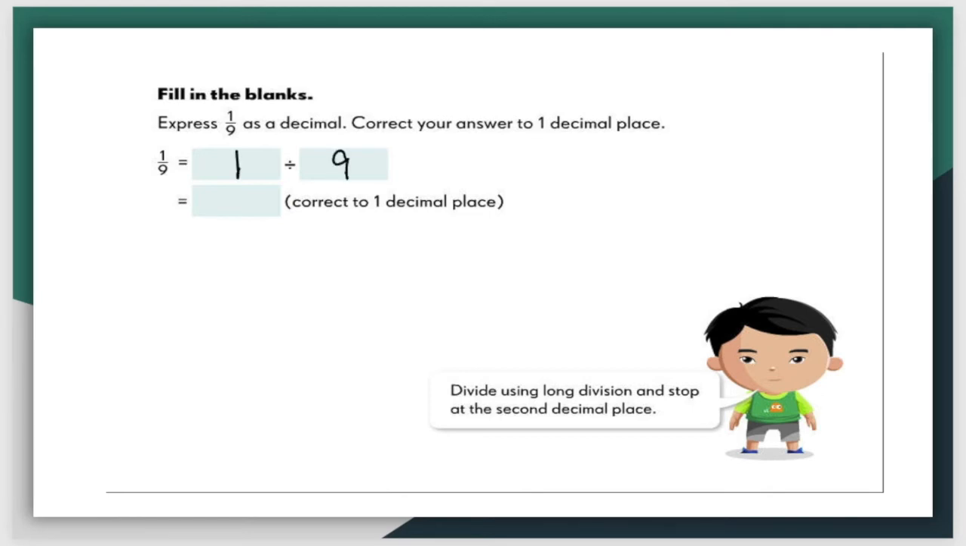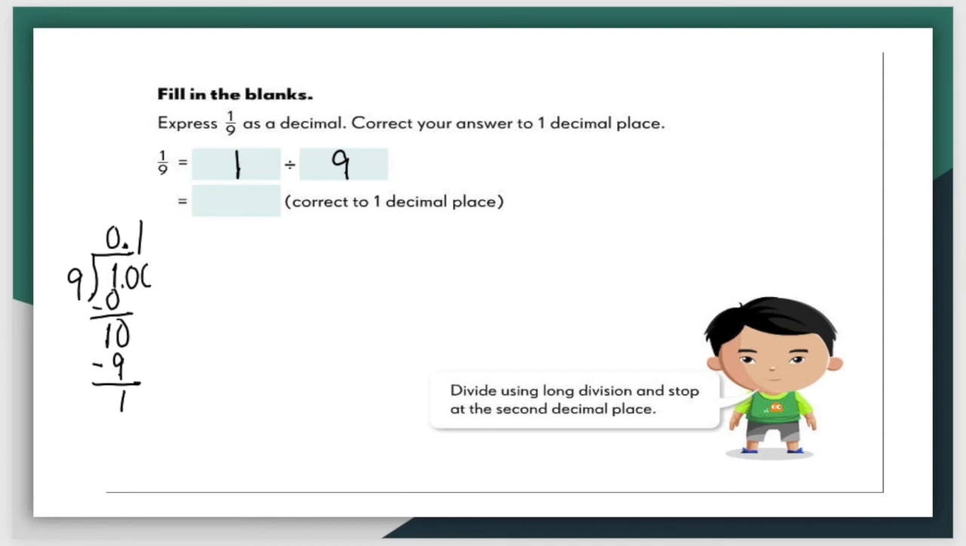And using the long division process, we have 1 divided by 9. We have 0. 0 times 9 is 0. We have a remainder of 1, so let's rename it. It will become 10. 10 divided by 9 is 1. Don't forget the decimal point. 1 times 9 is 9. 10 minus 9 is 1.